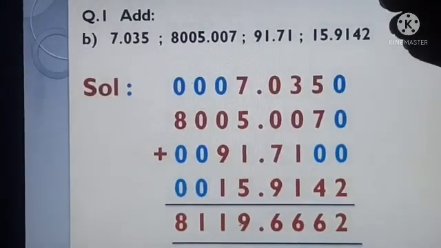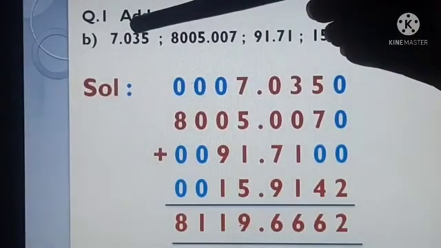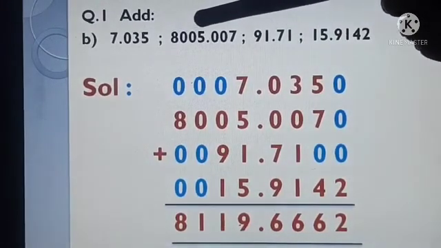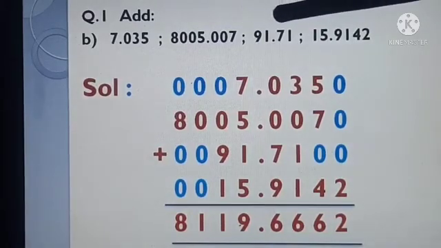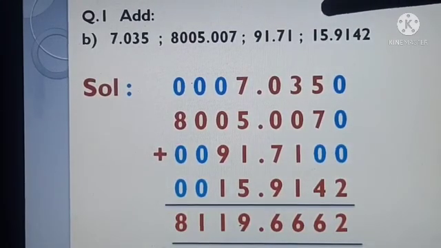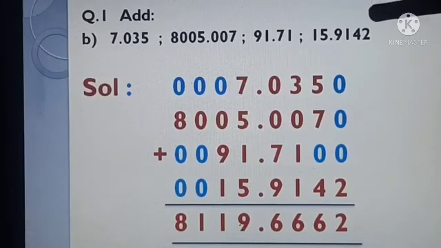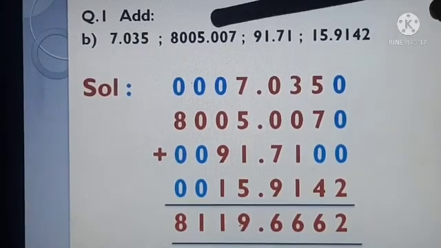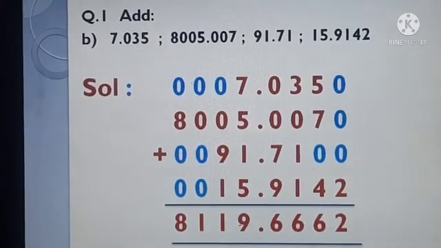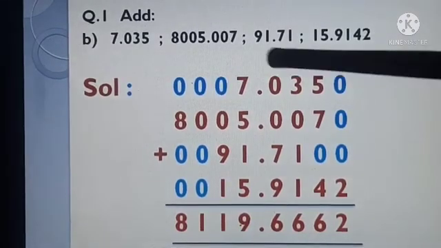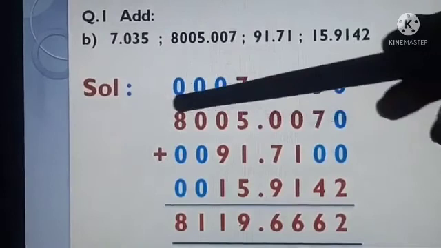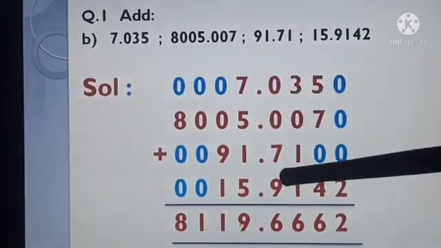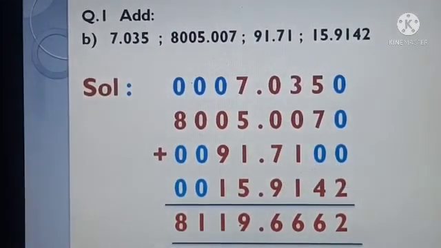Now, first question B part. 7 decimal 035, 8005 decimal 007, 91 decimal 71, 15 decimal 9142. Look here. After the decimal, maximum 4 digits are there, and in the whole number part also 4 digits are there. So be careful that the bigger number is 8005 in the whole number part, and in the decimal part decimal 9142. So extra zeros we need to insert.